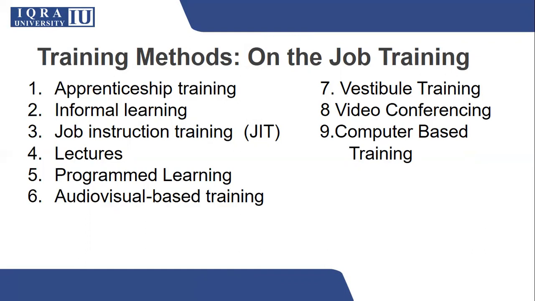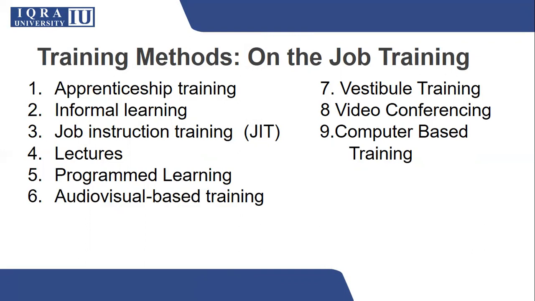Now, what is apprenticeship training? It is basically a structured process by which people become skilled workers through a combination of classroom instruction and on-the-job training. Informal learning is where employees learn on the job through informal means, including performing their jobs on a daily basis with their colleagues. This is how they learn, through informal learning.